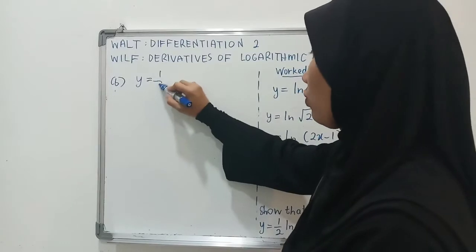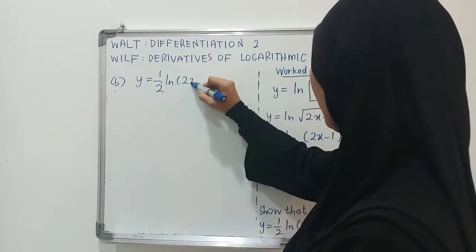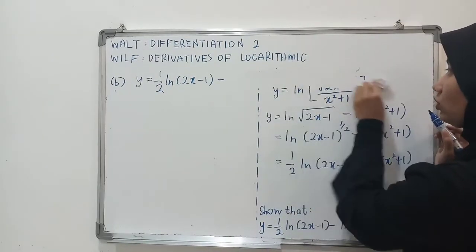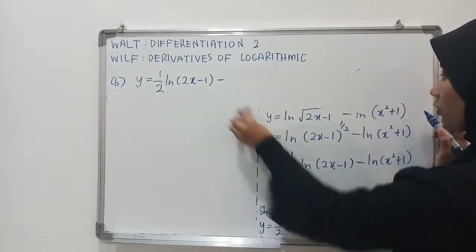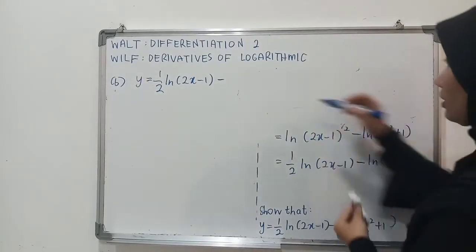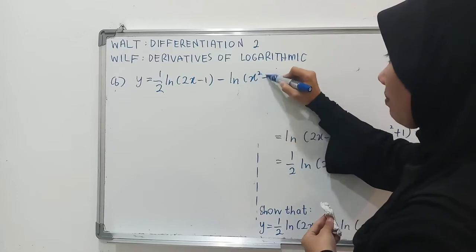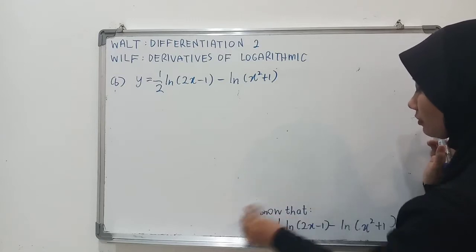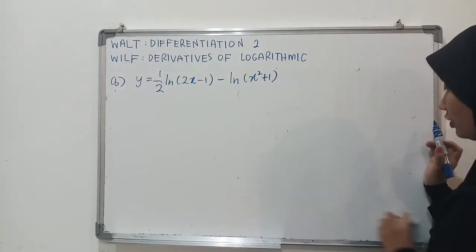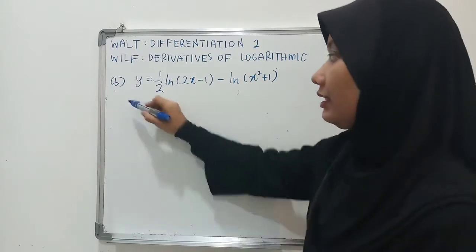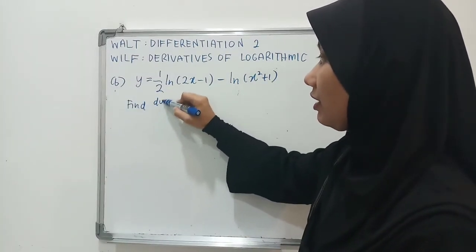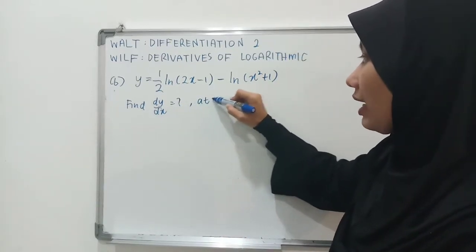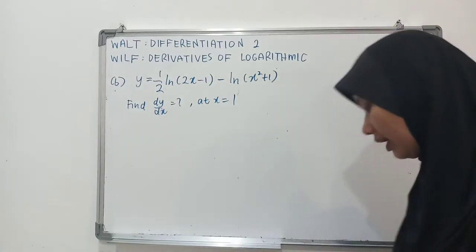So try to get as many marks as possible. So y now is 1 over 2 ln 2x minus 1 minus, I erase here, I don't want to use that one anymore. I want to use the whole board. Ln x square plus 1. So that is my y now. So we need to find dy over dx, when your x is equal to 1.